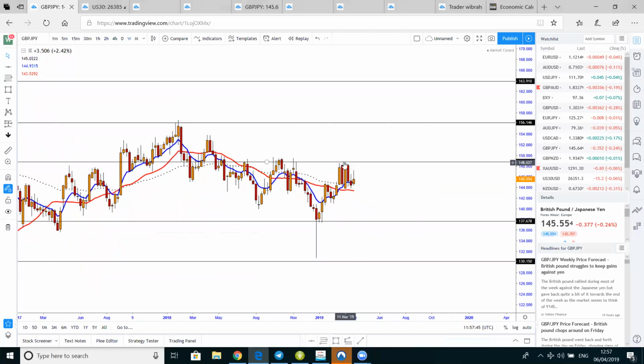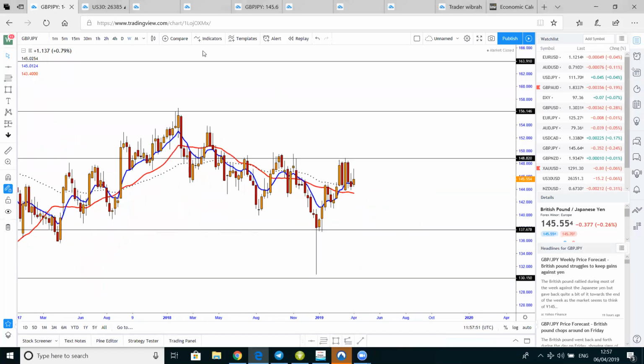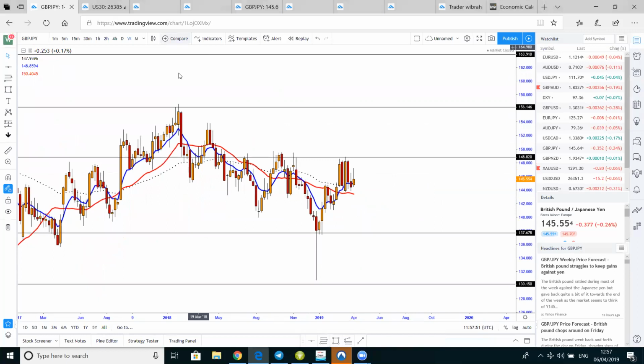Price has been rejecting from 179. It is a monthly resistance level. Has been rejecting, as you can see previously. Price rejected once, twice, 3, 4, 5. Now price has been rejecting.